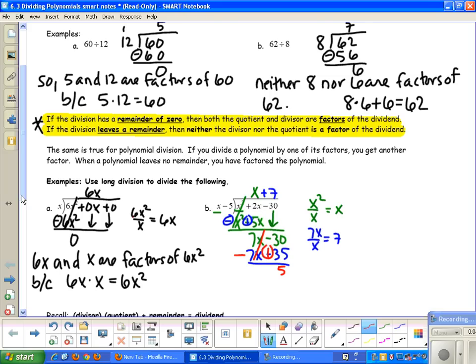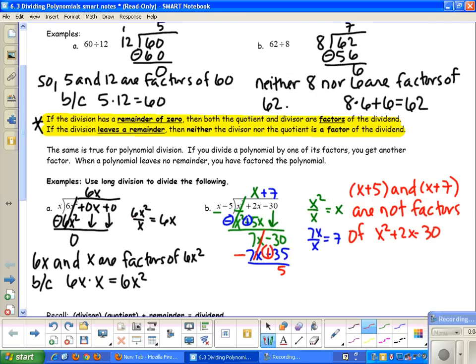But I'm going to say x plus 5 and x plus 7 are not factors of x squared plus 2x minus 30, because if I multiply those two together, I don't get that polynomial. However, if I do x plus 5 times x minus 7, and then add my remainder, I would get x squared plus 2x minus 30.